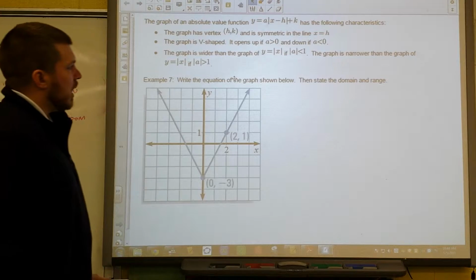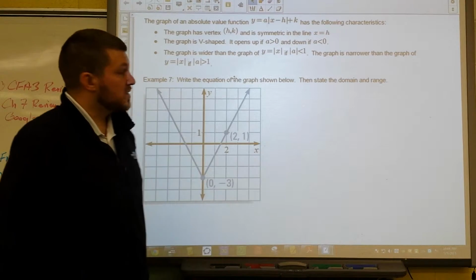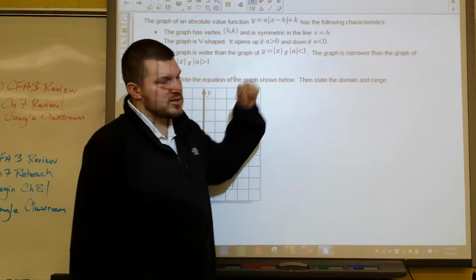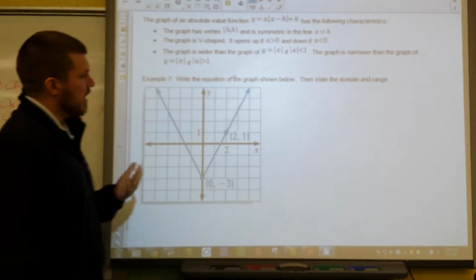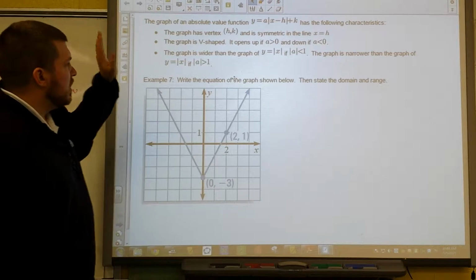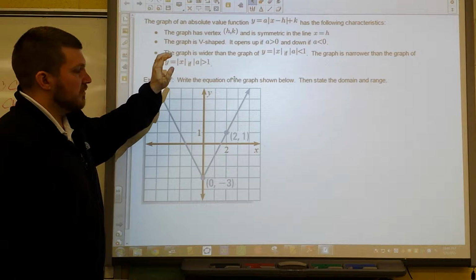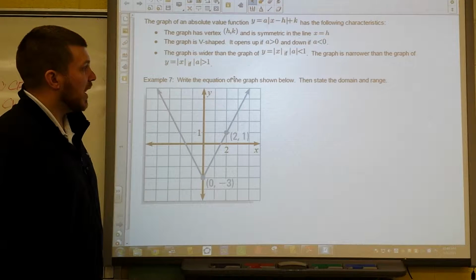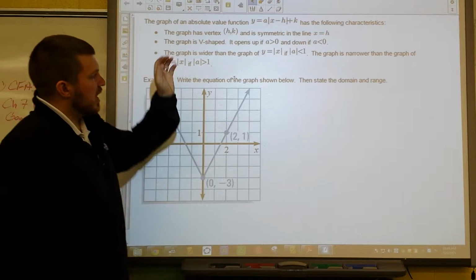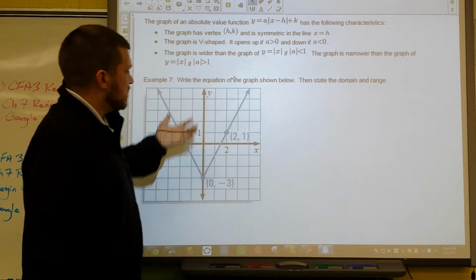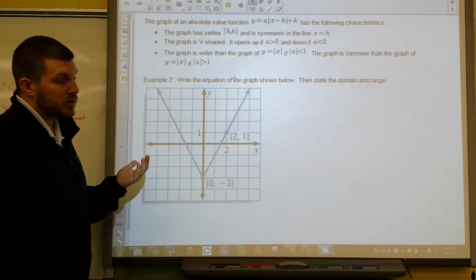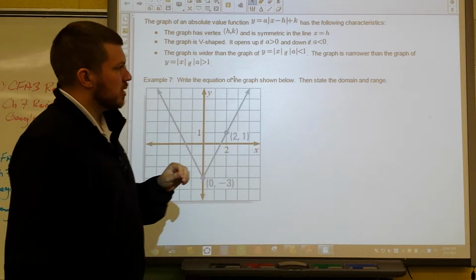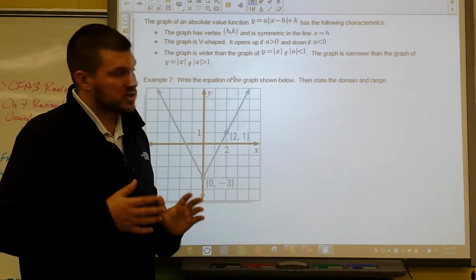And the graph is wider than the graph of y equals absolute value of x if the absolute value of a is less than 1. And the graph is narrower than the graph of y equals absolute value of x if the absolute value of a is greater than 1. So here, a determines which way it opens, up or down. That a also determines if the graph is fat or skinny.